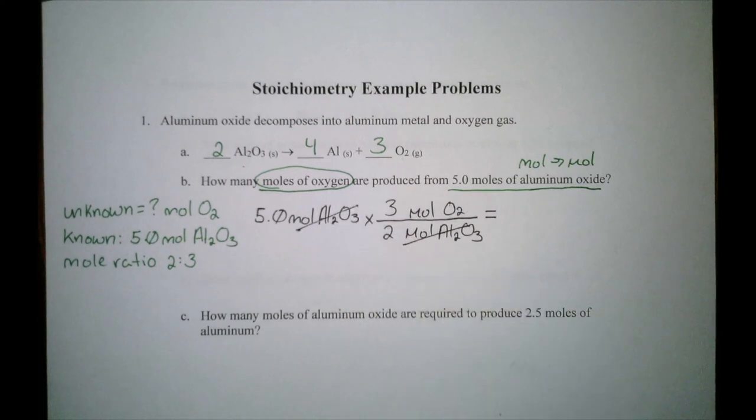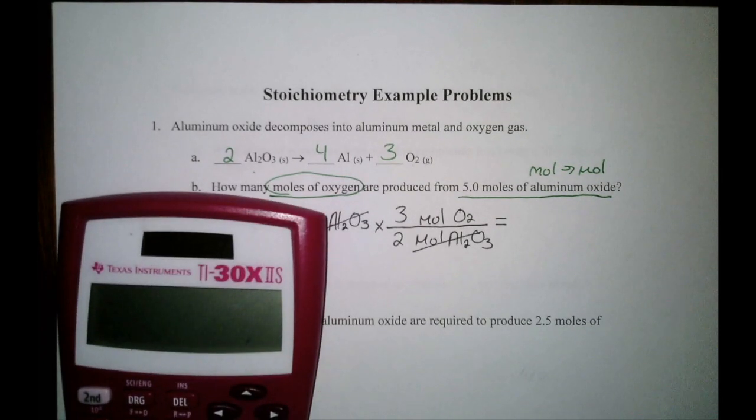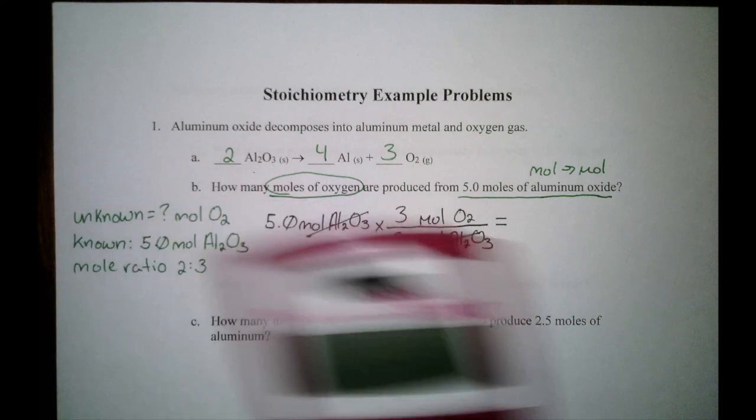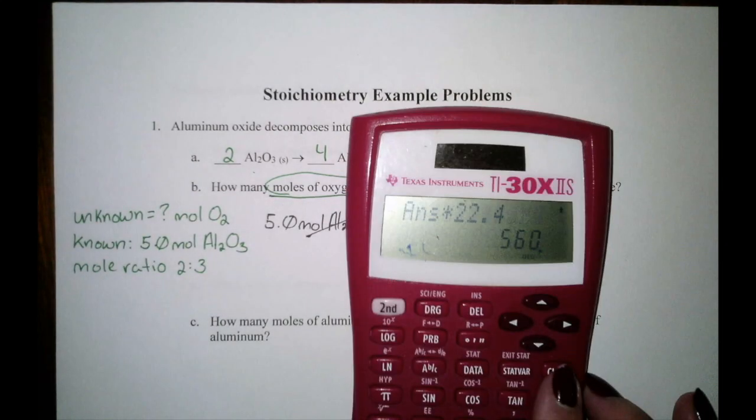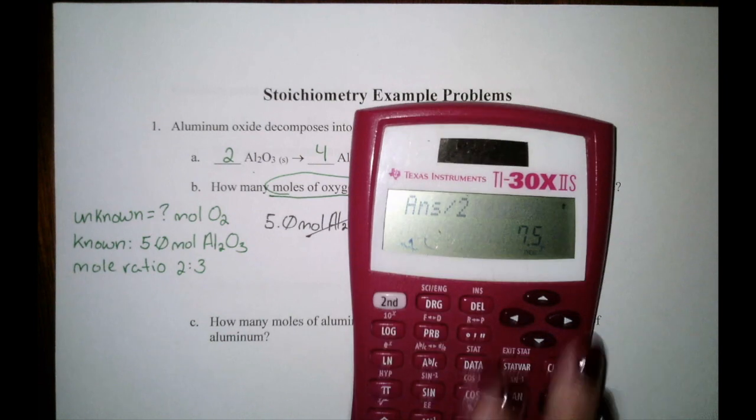My moles of aluminum oxide cancel, and I'm left with moles of O2, which was the unknown that I wanted. So I don't need to go any farther with this problem. I just need to compute it. So I'm going to do 5 times 3 divided by 2 gives me 7.5.